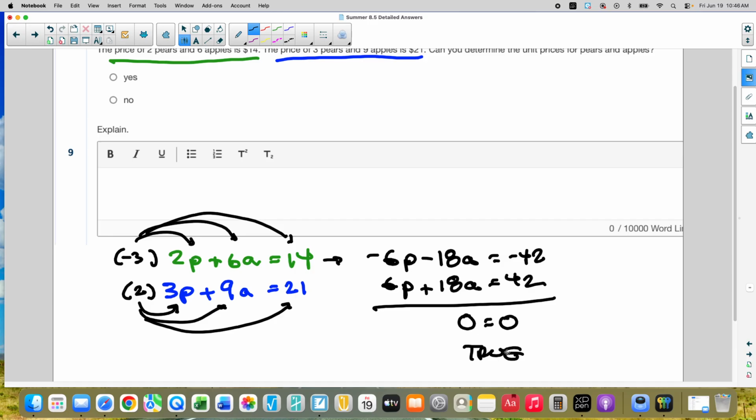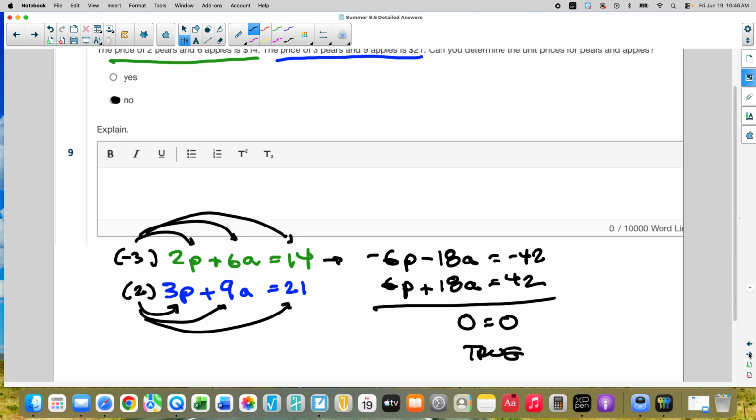So can you determine the unit price for pears and apples? They're the same unit price. So I think the answer is going to be no. You can't find the unit price because you've got two different variables and you can't solve for pears. Even though they're the same proportion, they're the same unit price. That's all we know, that they are the same, but we can't tell what they are exactly.